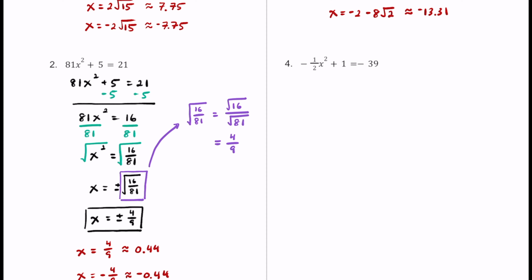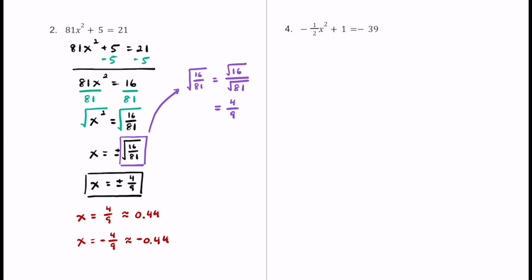All right, for number 4, we have a fraction going on here. So we have negative 1/2 x squared, and then we're adding 1, and that's equal to this negative 39. Okay, so first things first, let's get this x squared alone. So let's go ahead and take away 1 from both sides of the equation. If we do that, then we're going to be left with negative 1/2 x to the second power. And then on the right side, negative 39 take away 1 is going to be negative 40.